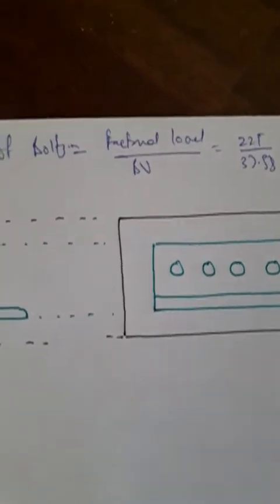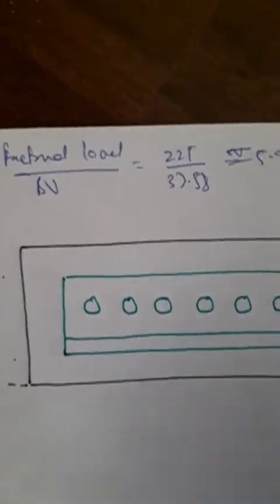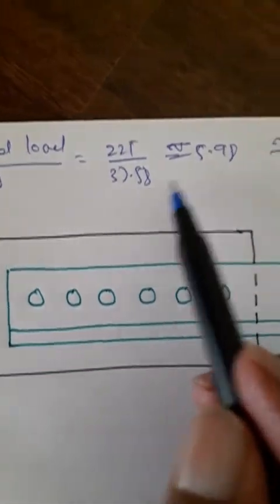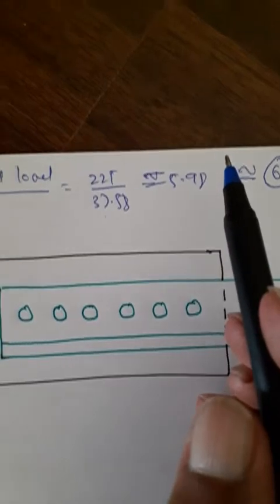Next, calculate the number of bolts. The number of bolts is factored load divided by bolt value. So 225 divided by 37.5 is 5.98, say 6 bolts. Always round off the number of bolts to the next round figure.